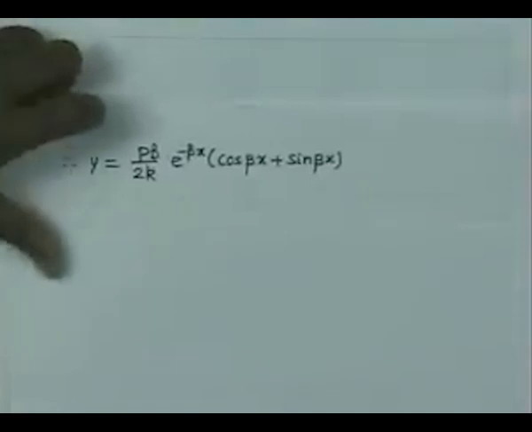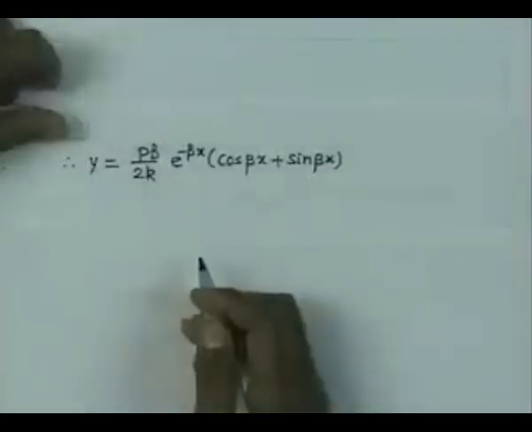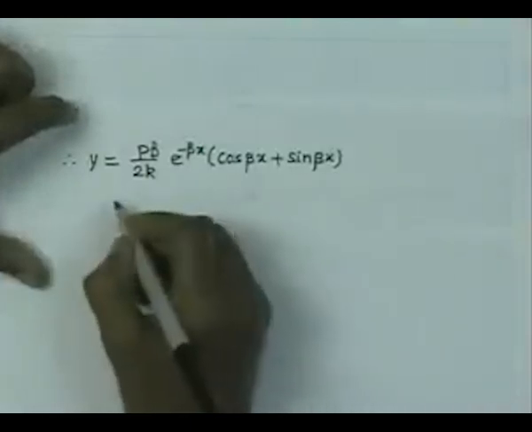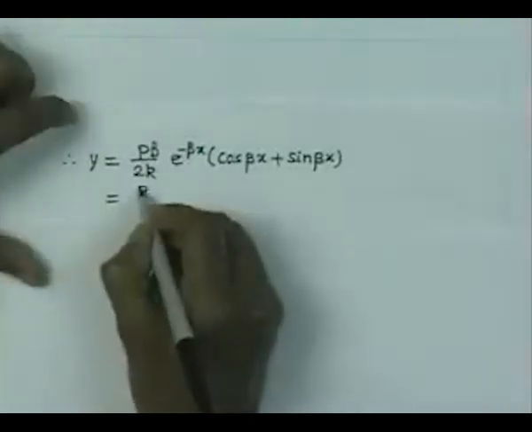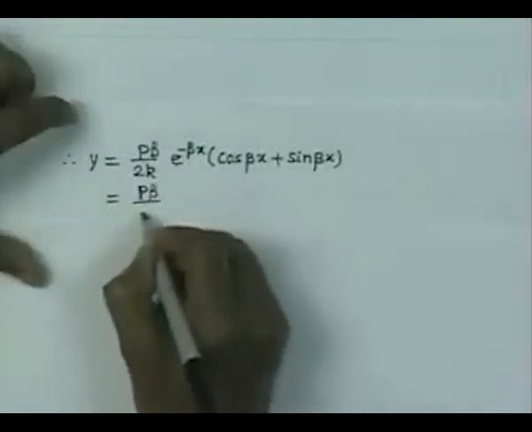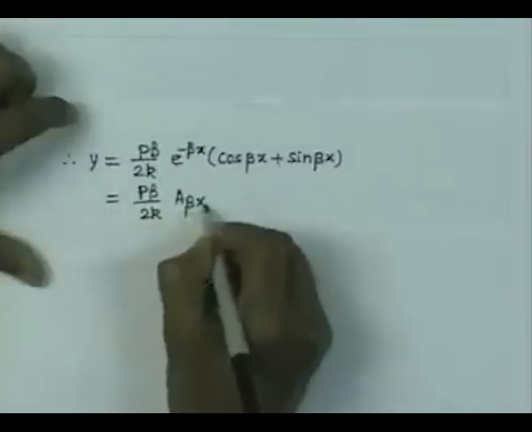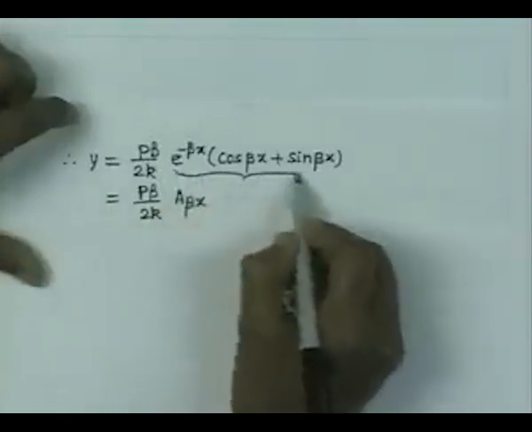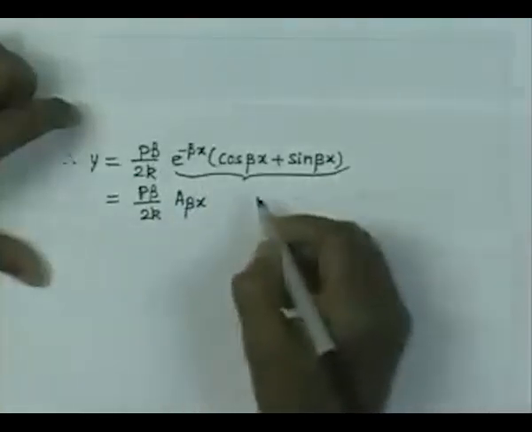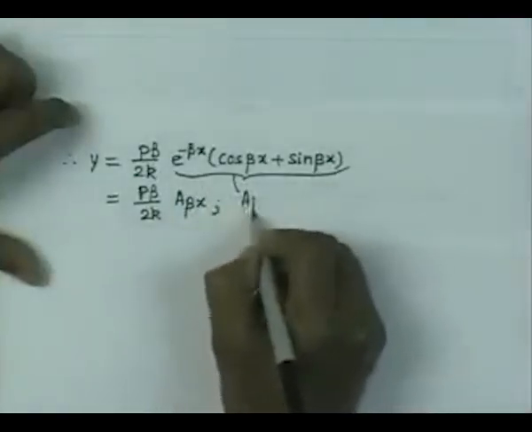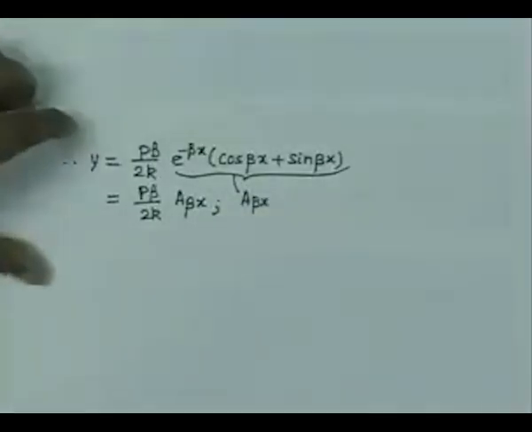Now, this is a standard function, and there are tables available for this function. So, it is many times represented as p beta by 2k into A beta x. So, this A beta x function is nothing but this one. So, that is what is A beta x.